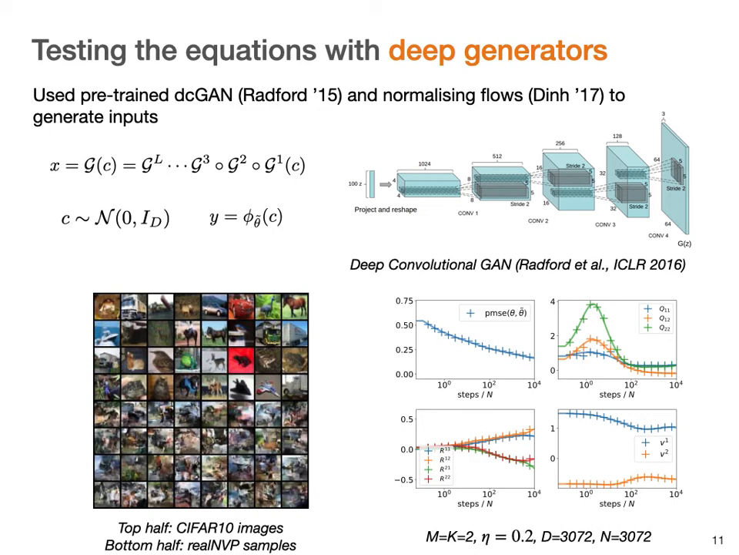On the top left, we show the prediction mean squared error as a function of time, and the other three plots show different order parameters, also as a function of time, with crosses being simulations and lines being results from integrating these equations of motion. So this is a first hint at the fact that this Gaussian equivalence theorem that we have rigorously in the single layer case holds much more broadly, in this case for deep generative models with pre-trained weights. And this is the point we're going to come back to at the end.